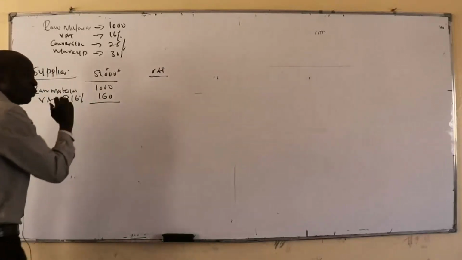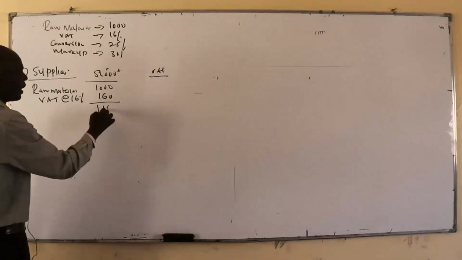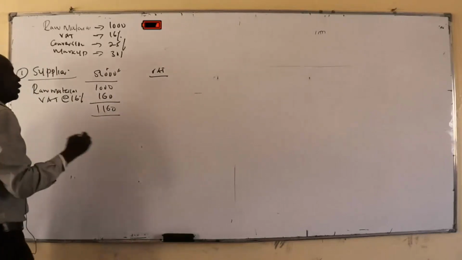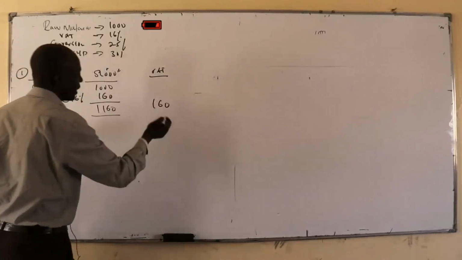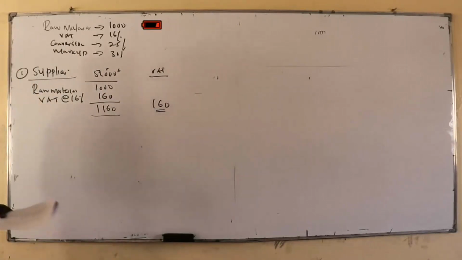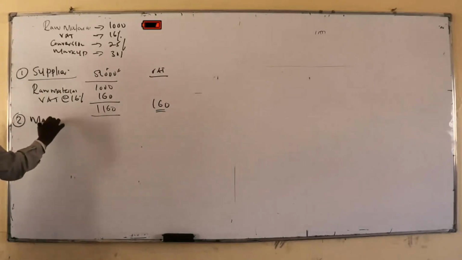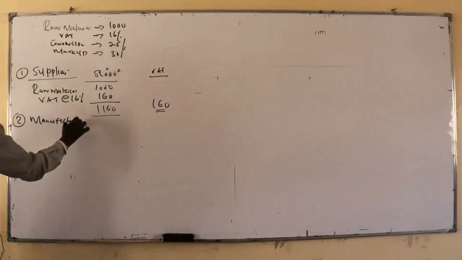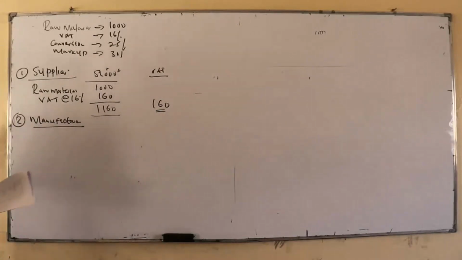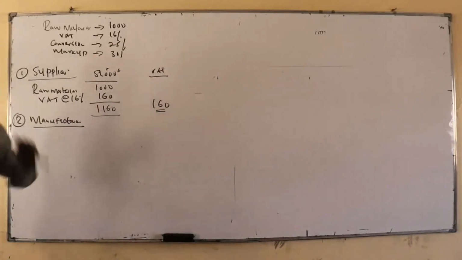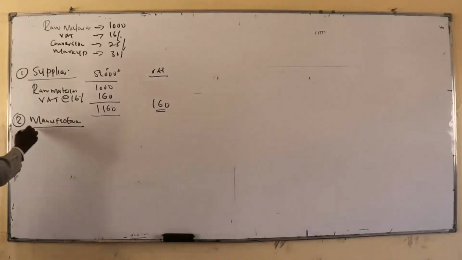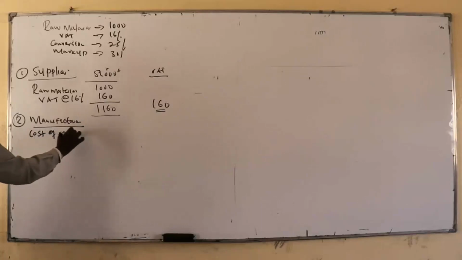So whoever comes to buy from him will pay 1,160. So how much does the government get here? 160. Now who comes to buy from the supplier? The manufacturer. The manufacturer is aware that this 160 has been charged for VAT. So here is the cost of goods without VAT, the cost of raw material.